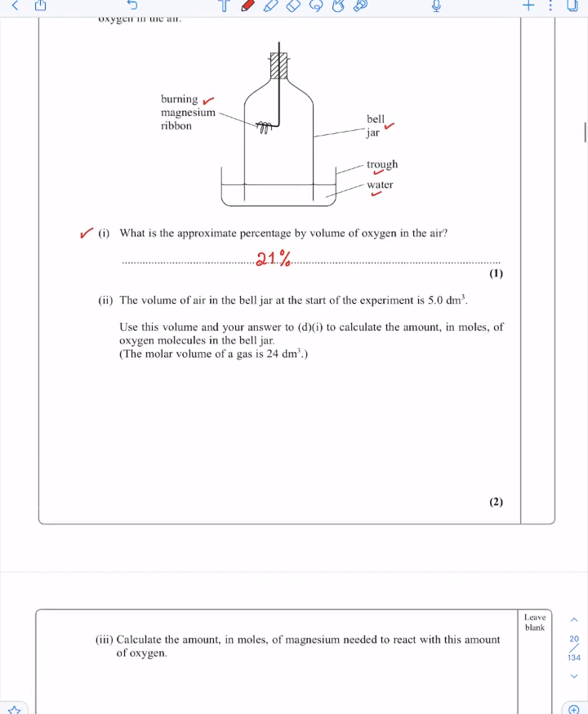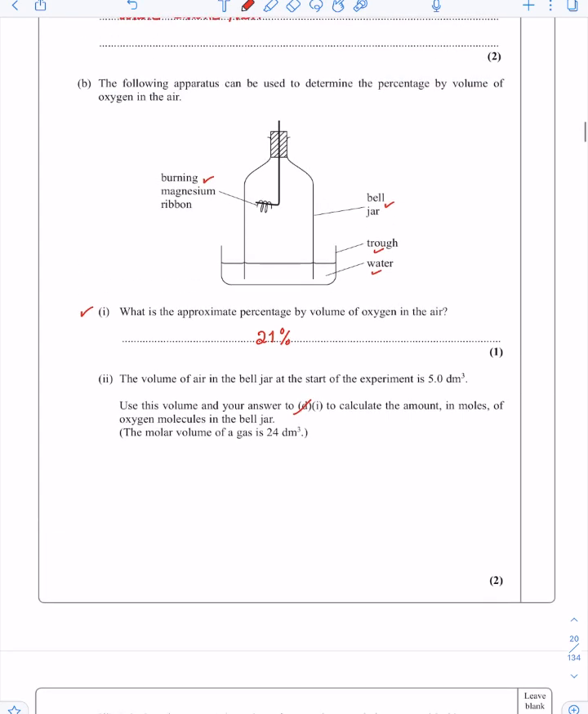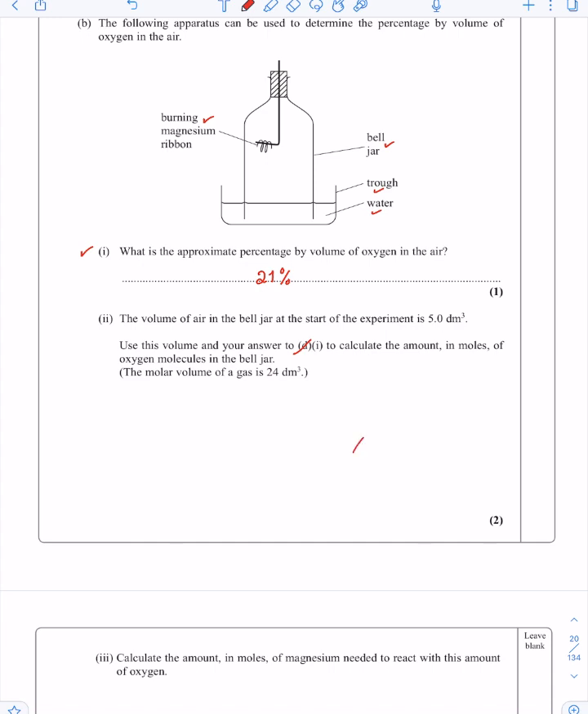The volume of air in the bell jar at the start of the experiment is 5 cubic decimeter. Use your volume and your answer to I to calculate the amount in moles of oxygen molecules in the bell jar. Well, I can't take the moles law and substitute the volume with 5 cubic decimeter, because that is the volume of air. The law says moles is equal to volume over molar volume, 24.